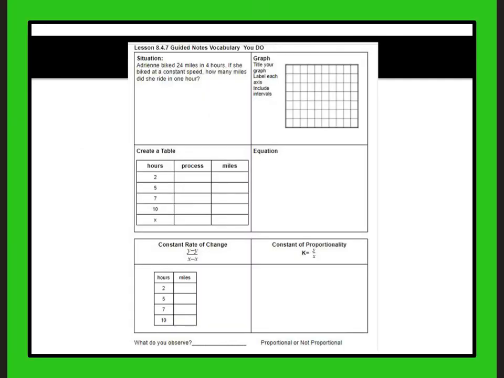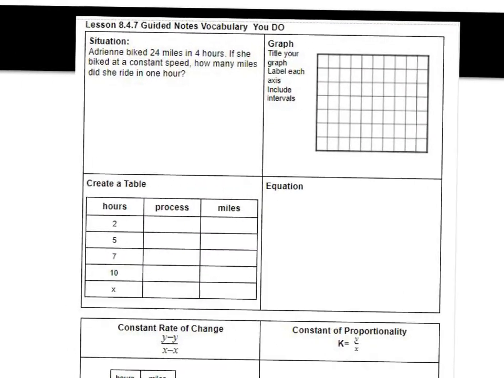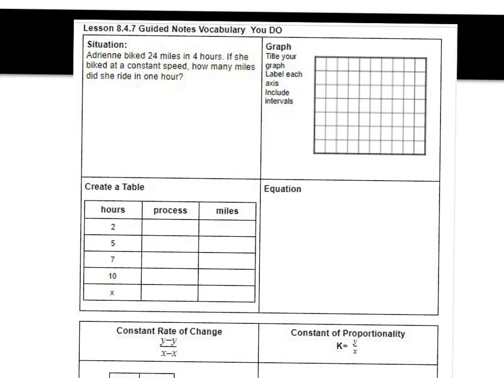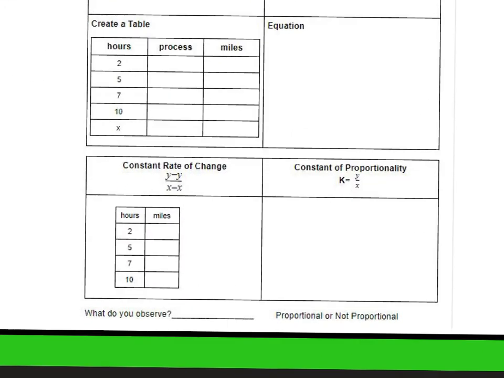So now you'll have an opportunity to look at another situation where you will have to review it, graph it, write the equation, put it in a table, and then check the constant rate of change and the constant of proportionality and ask yourself, what do you observe? Do you think this is proportional or not proportional?